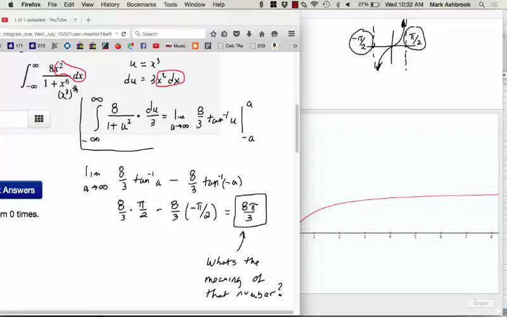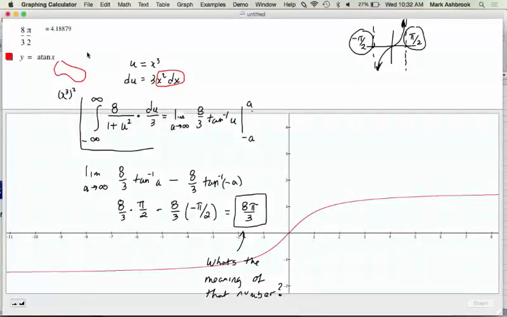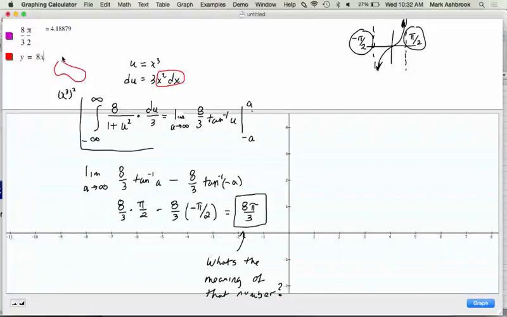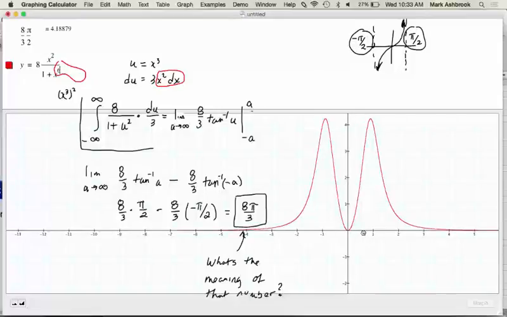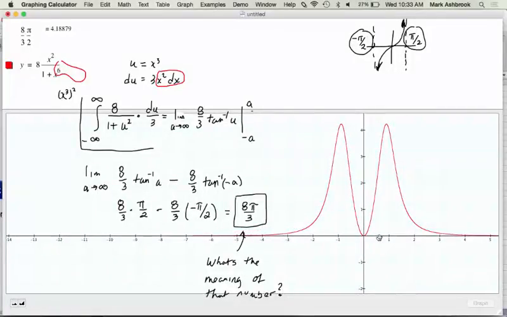So, well, let's graph this rate function. What is the rate function? Is it 8x squared? 8x squared over 1 plus x to the 6. Cool. All right, so then the amount, this quantity, starting way out here, negative infinity, it increases, then it decreases back to zero, then the quantity increases again, and then it decreases, right? The amount of that quantity. Agree with that?